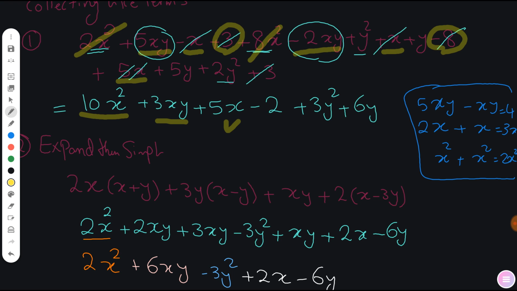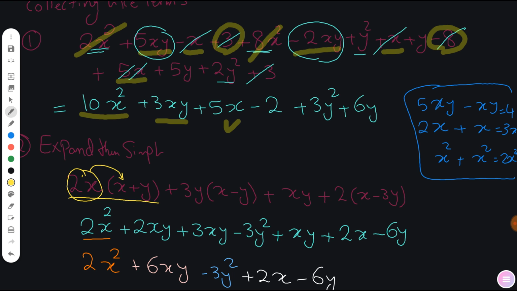The second question is expand, then simplify. Expand the first one here. When we expand, we multiply what's outside the bracket with each term inside the bracket. We distribute it by the distributive property. 2x multiply x is 2x squared. Then 2x multiply y is 2xy. This is the first term. Then 3y multiply x is 3xy. With 3x is negative 6x.